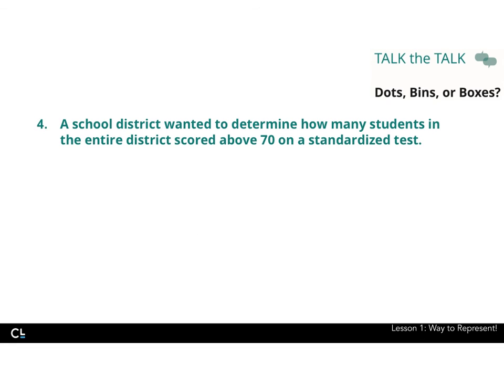Okay, 4. A school district wanted to determine how many students in the entire district scored above a 70 on a standardized test. Which one is going to be easiest to see if they got a 70 or higher? Which one has bins? Histogram. Good. We've been wanting to use that one the whole time.